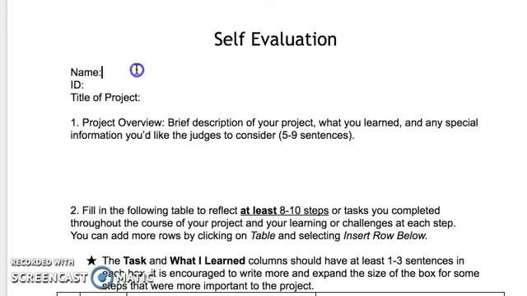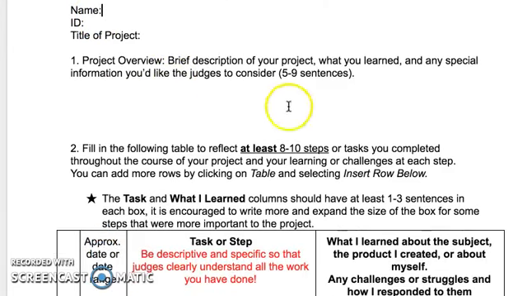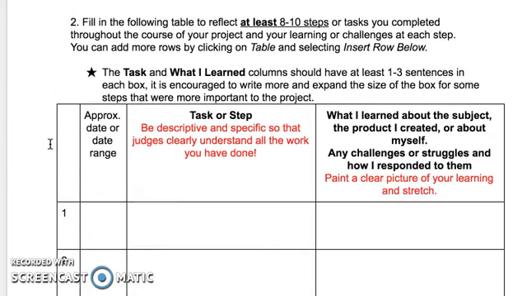Once you have made your own self-evaluation, you will fill in your name, ID, and title of your project. Then you will see it is just set up as a question and answer kind of document, and you will leave the questions there on the document. You will not be deleting these questions. So what you're going to do first is give a very brief 5-sentence description of your project. Just an overall, what have you learned? Is there anything special you'd like the judges to know? Then you go to the table.